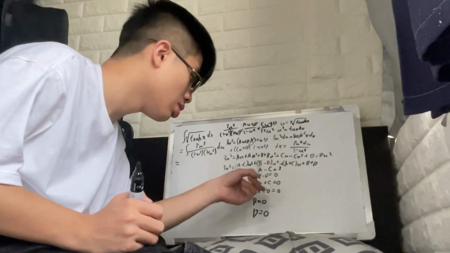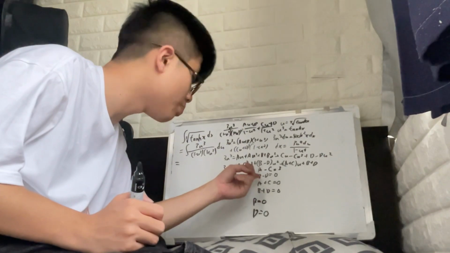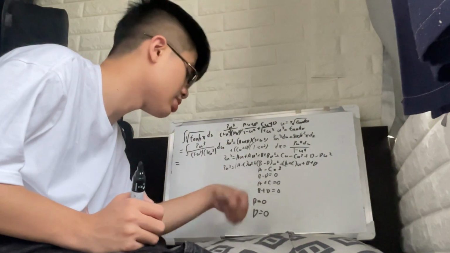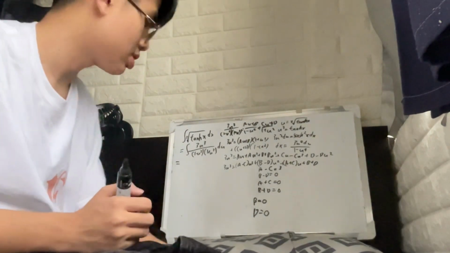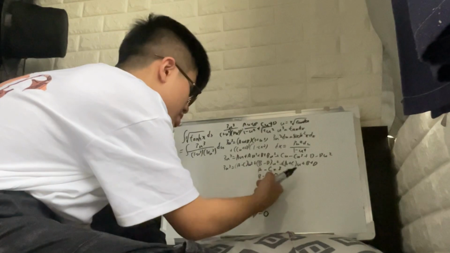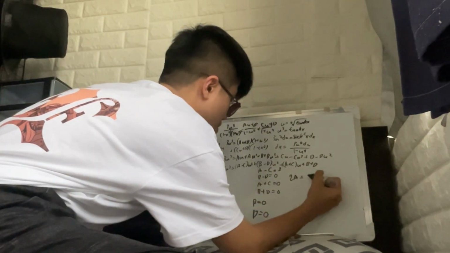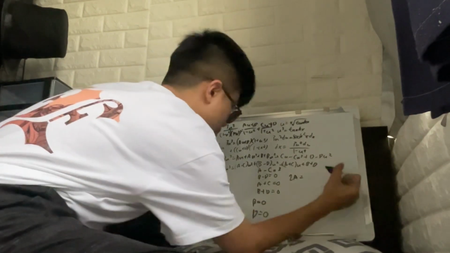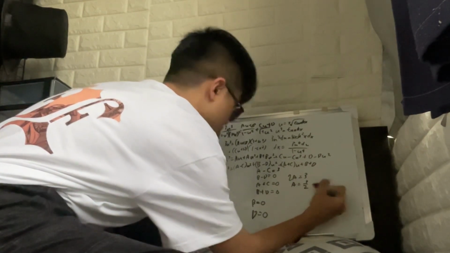So B and D need to be the same, so this and this also need to be the same. The only solution is B equal to 0 and D equal to 0, like that. So for this, let me just add them up. You get 2a is equal to 3. C and C are gone. Right? 2a is equal to 3, a is equal to 3 over 2, like that.